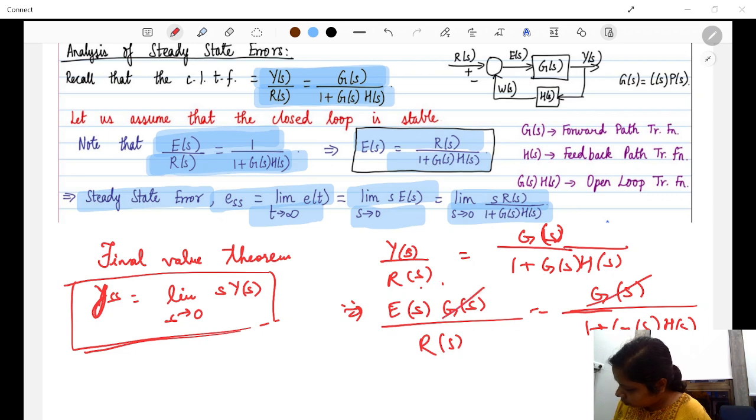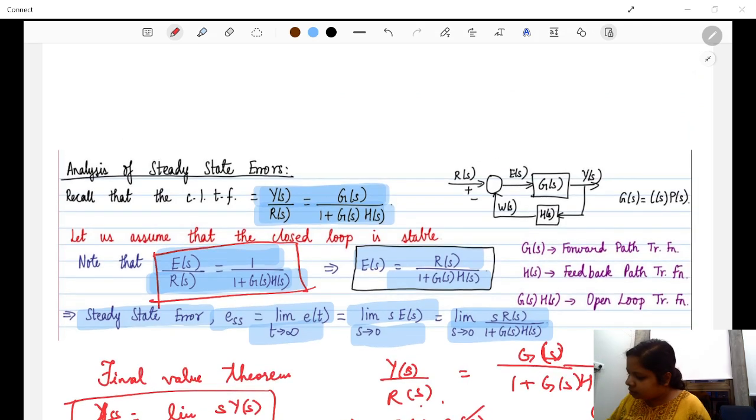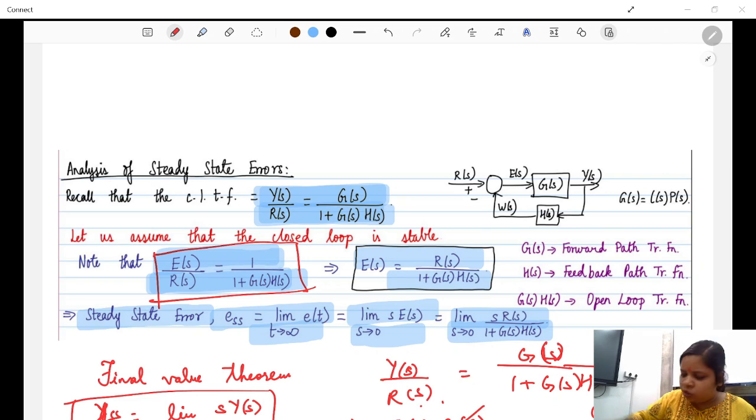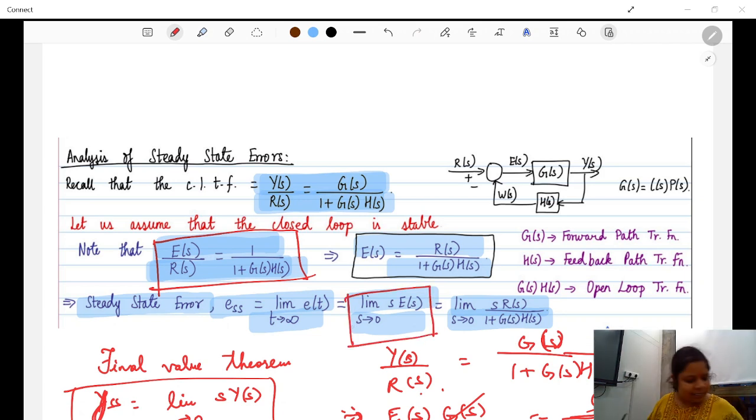Now see, Gs cancels out, and what you get is Es upon Rs is equal to 1 upon 1 plus GsHs. This is what you saw here. Once you see this, you can write Es to be Rs upon 1 plus GsHs. Then you can write steady state error to be Ess, limit t tends to infinity because it is steady state. Similar thing can be written in the Laplace domain: s tends to 0 and s into Es. Once you write this, you replace Es by Rs upon 1 plus GsHs. Hence, you get this to be the steady state value.